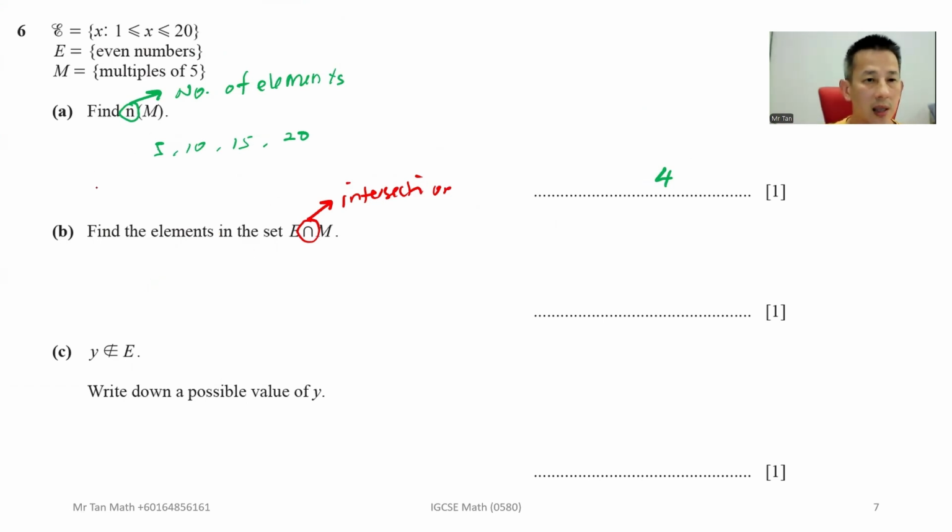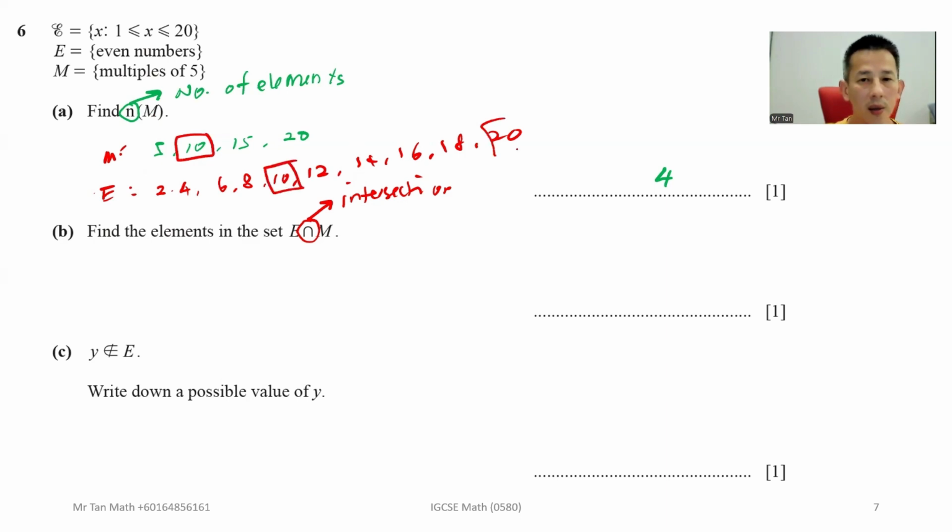So the set E is even number. This is M. E is even number, so 2, 4, 6, 8, 10, 12, 14, 16, 18, and 20. So the intersection, both together, we have 10 and 20 elements, so it's 10 and 20.